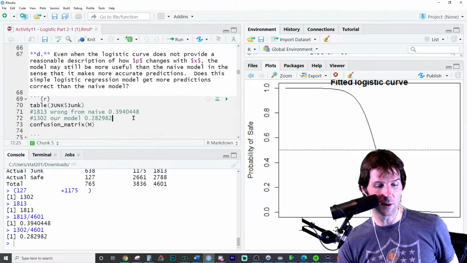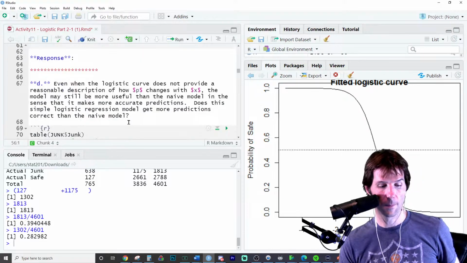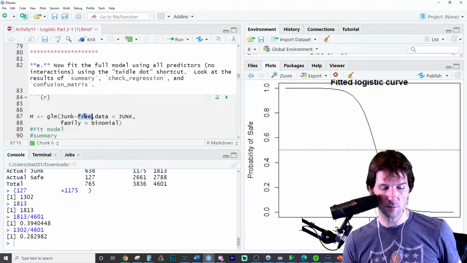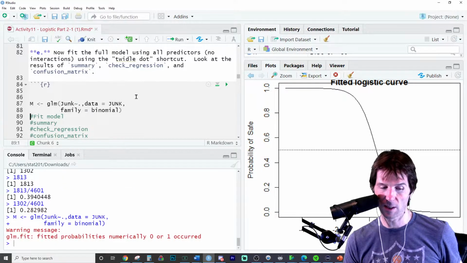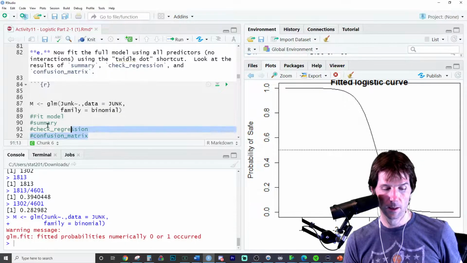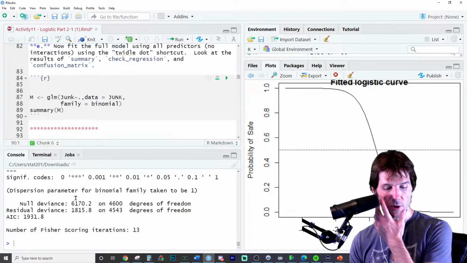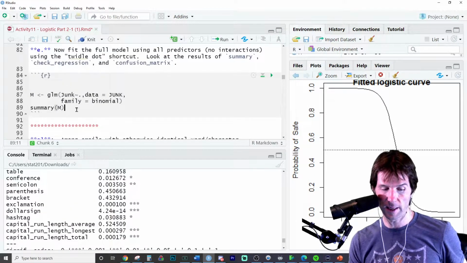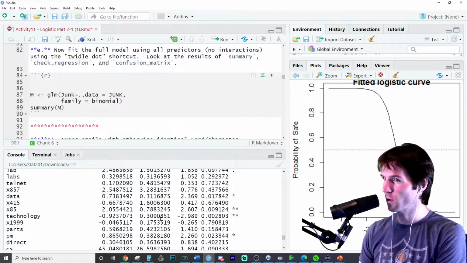And so let's go ahead and take a look at this here. We're just going to grab our code and use the twiddle dot. Let's go down here, fit the full model. Just add in the dot. And here's our full model. And once again, we get the same little issue right there, but that's fine. We got our summary. And here's all the coefficients. We get a lot of coefficients now because there's a lot of x variables. Here's every single coefficient, a lot of statistical significance, which is good.